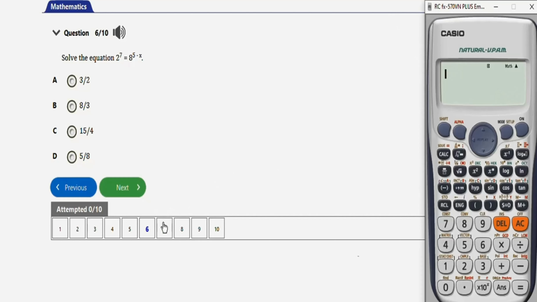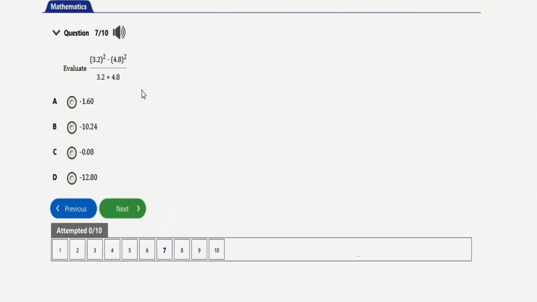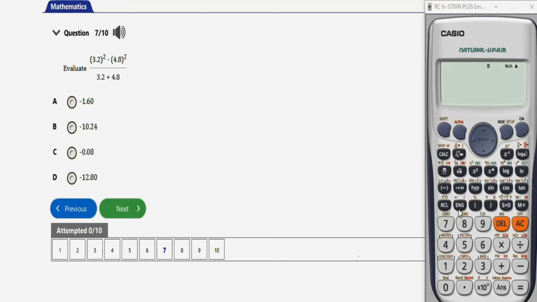The next question will be this one. It says evaluate this expression. So let's get a calculator and solve this as well. For this question we have in fraction, in brackets 3.2 squared minus 4.8 squared, over 3.2 plus 4.8. So that's what we have there, guys.